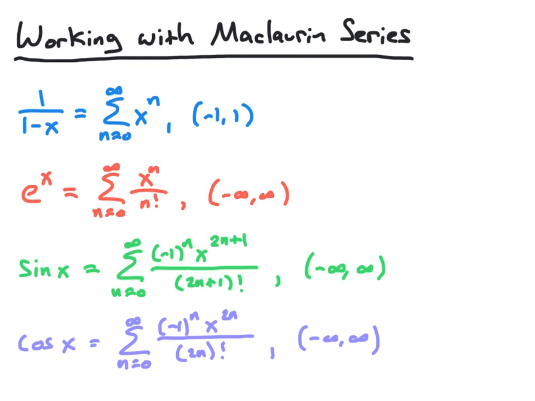And cosine x is equal to the sum from n equals 0 to infinity of -1 to the n, x to the 2n, all over 2n factorial. The Maclaurin series for e to the x, sine of x, and cosine of x all converge on -infinity to infinity, and so they converge for all real numbers x.